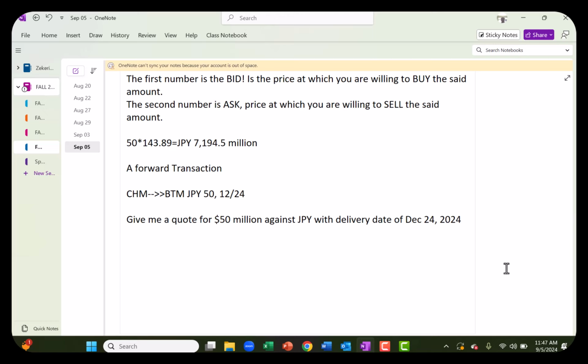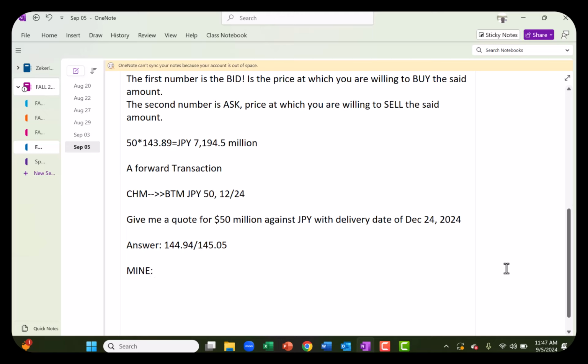So the answer is going to be 144.94, something like that. The forward rate does not have to be same, lower, or higher than the spot. What determines that? We go into it, but the forward exchange rate could be lower, higher, or the same as the spot rate. And suppose I said mine.